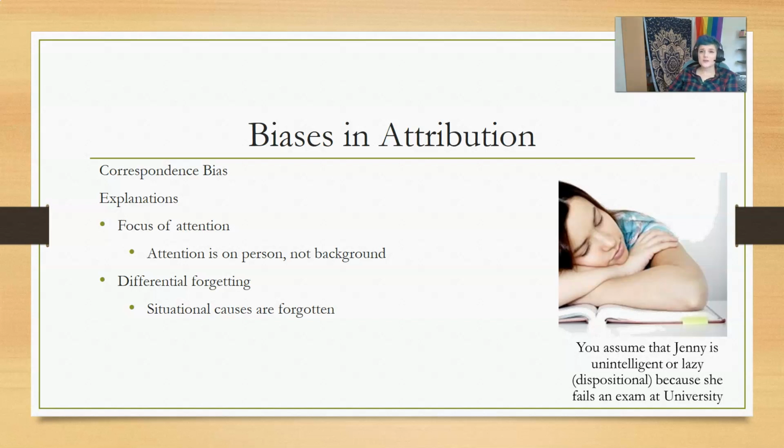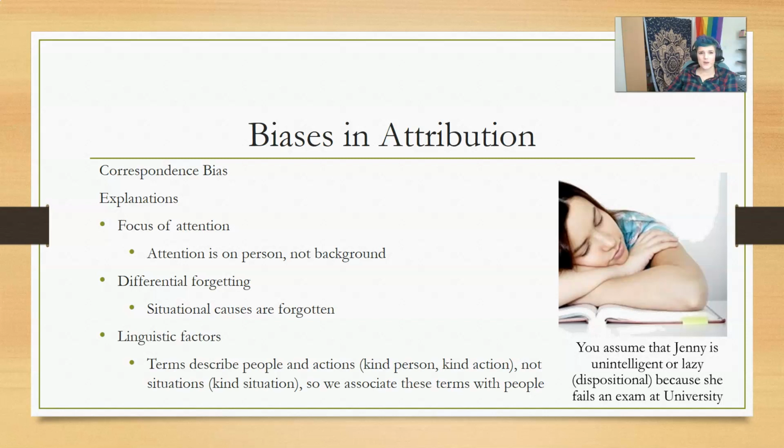If someone behaves in a certain way, we remember that person behaving in that way, but we might forget the context that caused them to behave that way. And finally, we have linguistic factors. Terms that people use to describe people and actions tend to be a kind person or a kind action, but we don't tend to call something a kind situation. And so if you're thinking of an attribution for someone's kind behaviour, it's likely that you'll think that they're a kind person, rather than the situation lends itself to someone being kind.